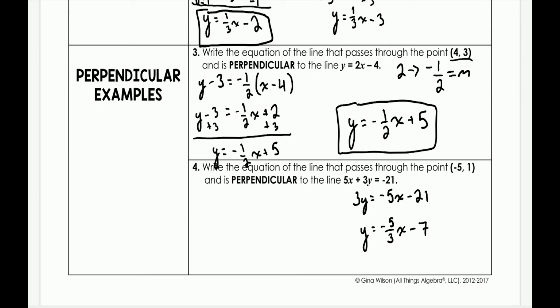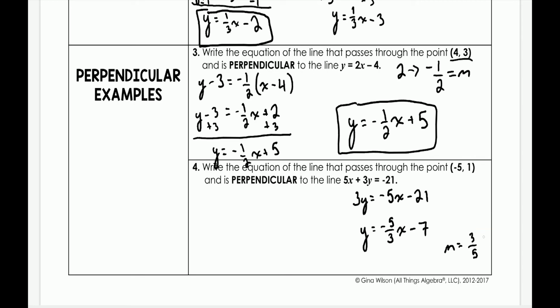So now we have to find the slope of the perpendicular line. Remember that a perpendicular line has a negative reciprocal slope. So the slope that's given to us is negative 5/3. So the slope for the perpendicular line should be m equals, we're going to flip it and negate it. Once we flip it, we get 3 over 5. And if we negate a negative, we have a positive. So that means that the slope for our perpendicular line is positive 3 over 5.